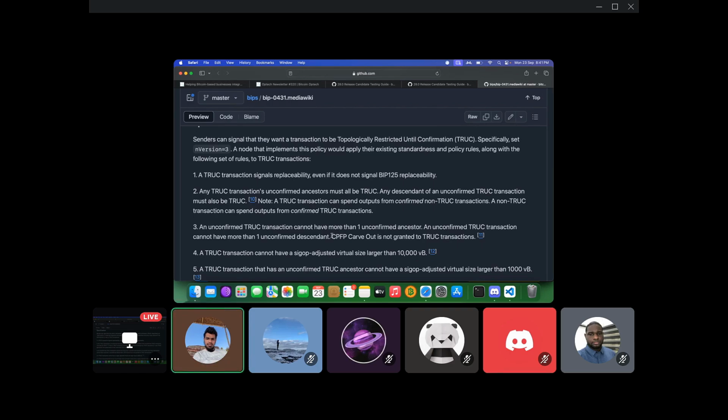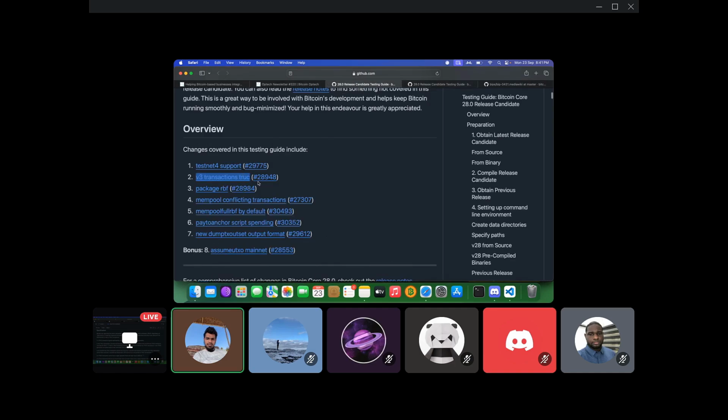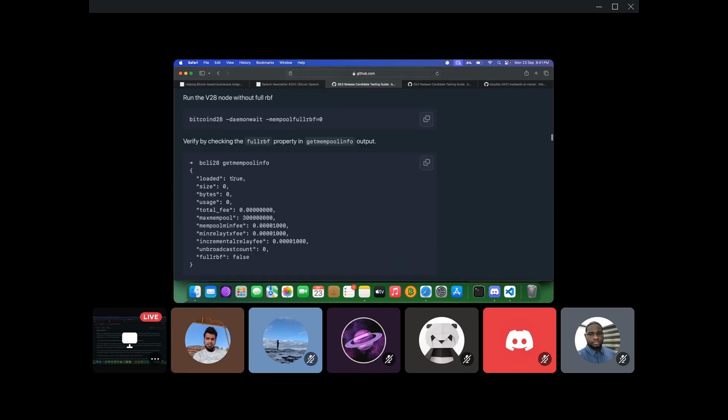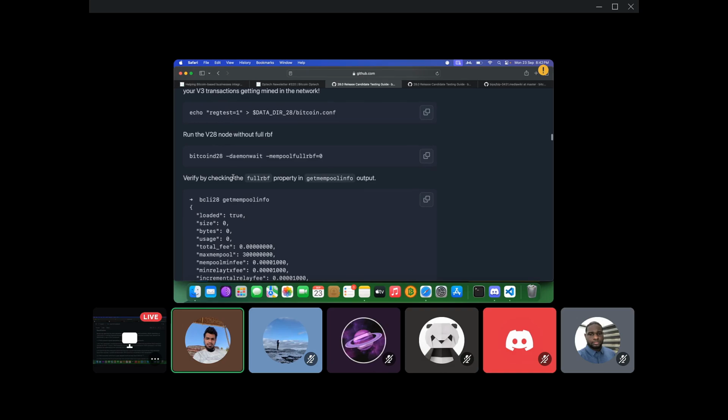Now let's go and see what we can make of them, like how can we avail the benefits of them. All right. So what you can do is, if you are running Bitcoin Core version 28.0, either the release candidate or, depending upon when you hear this, the production version.